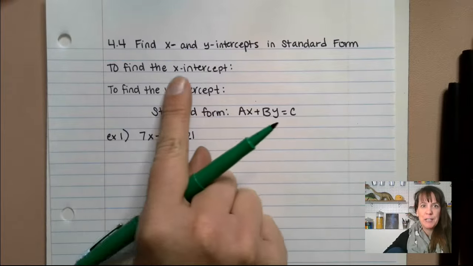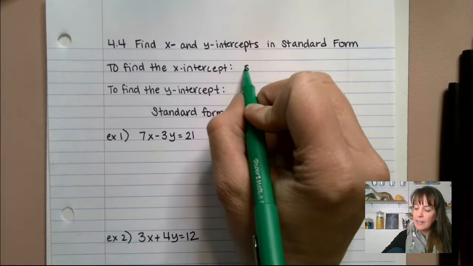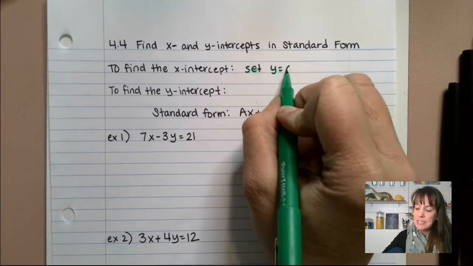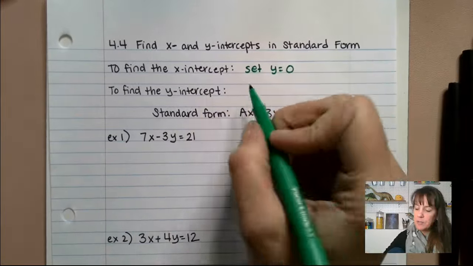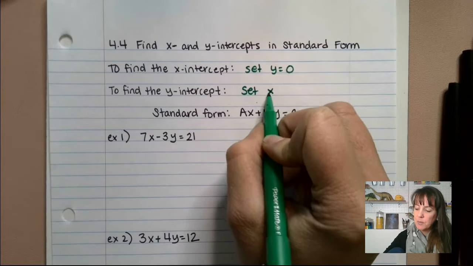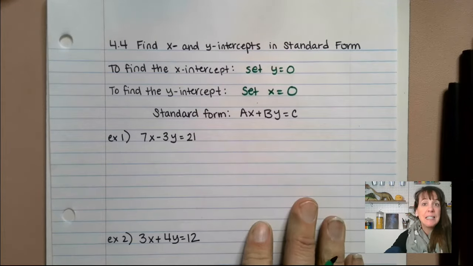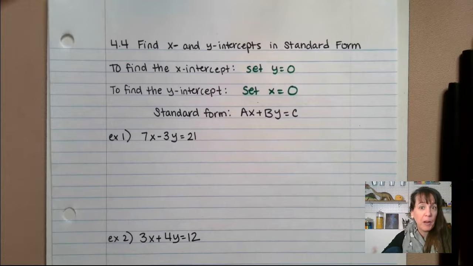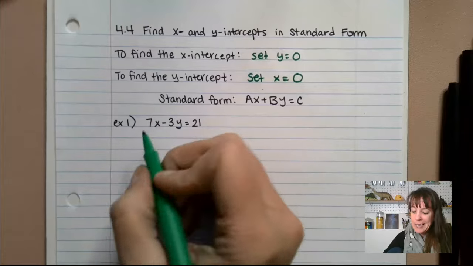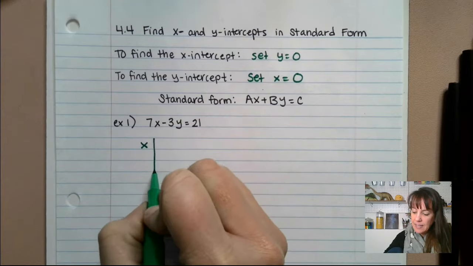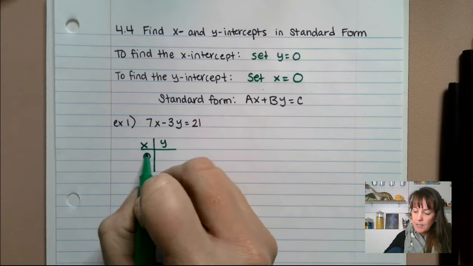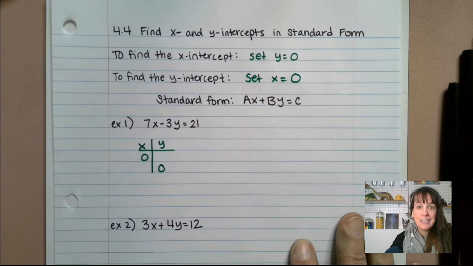Here's the good news. To find your x-intercept, you set y equal to 0. To find your y-intercept, you set x equal to 0. So when the question asks, find your x and y intercepts, I make up a table, x, y. I do a 0 for the x and a 0 for the y.